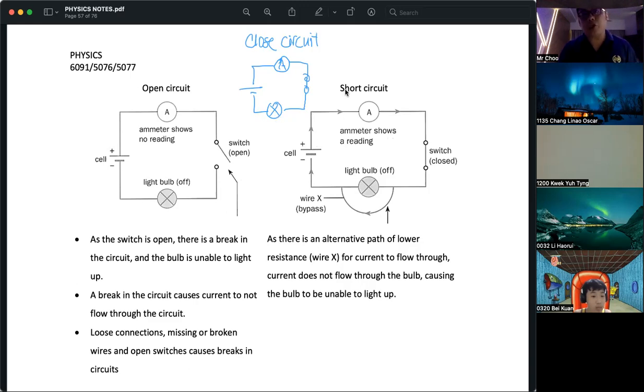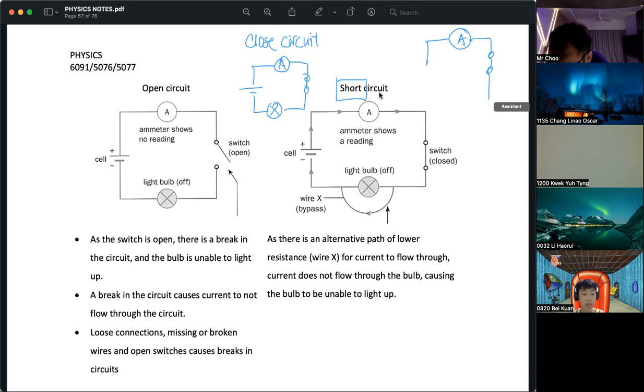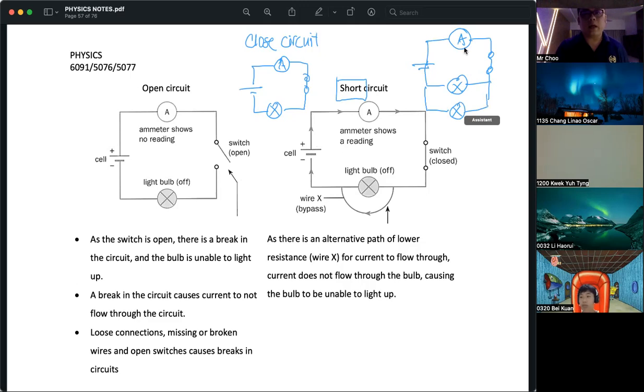Now we talk about short circuit. This is something new. What is a short circuit? Instead of drawing this thing, let me draw something else. Now I want you all to look at this circuit on the right. You see two light bulbs. The current actually moves from plus to minus, so current moves this way.